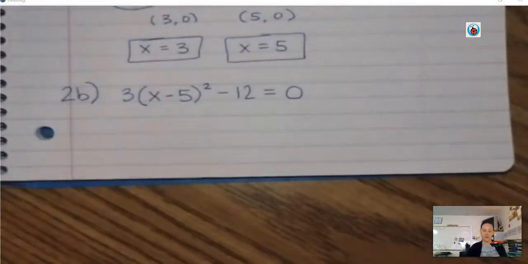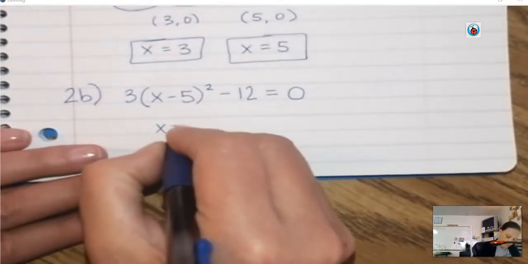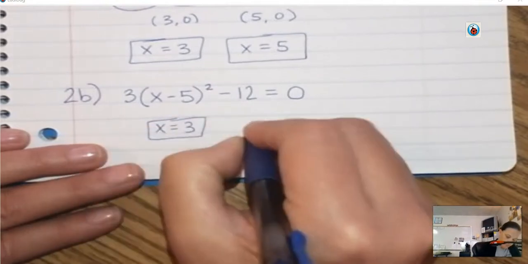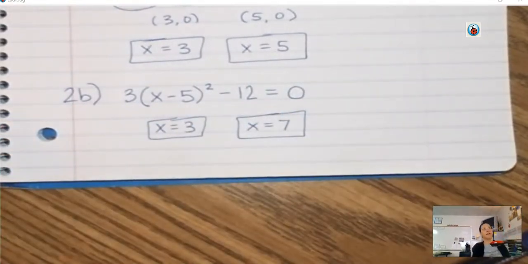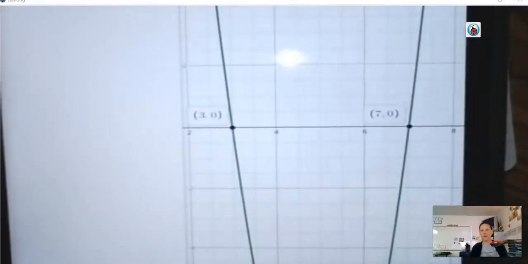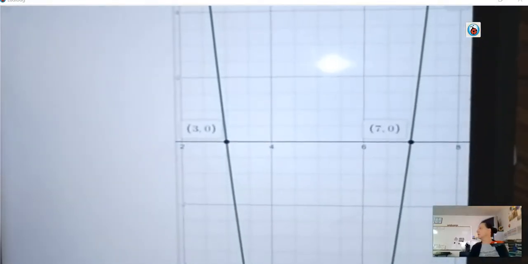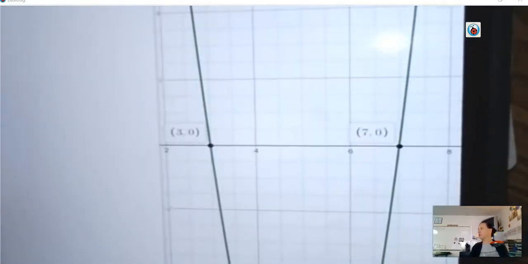So the answers are x equals 3 and x equals 7. 3 and 7 are the zeros. Questions on those? Is everybody good using Desmos?